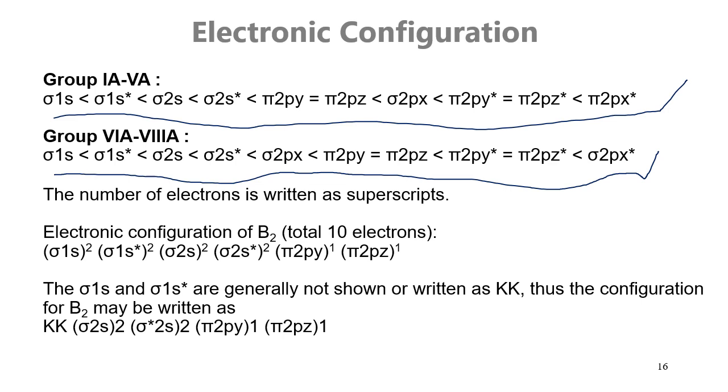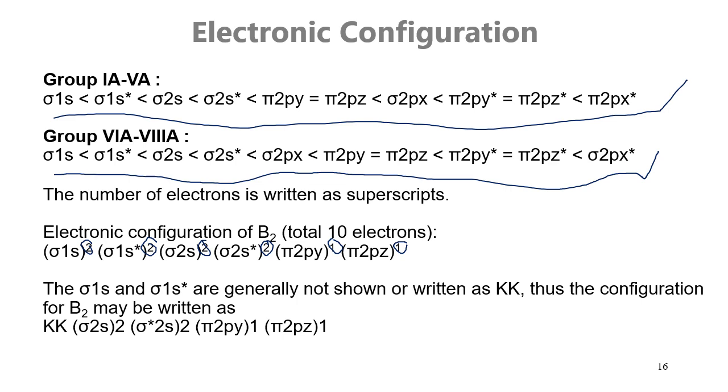For example, we have B2 or boron 2 here. The total electron is 10. So you have to write sigma 1s 2, sigma 1s star 2, sigma 2s 2, sigma 2s star 2. Okay, so the superscripts here are all the number of electrons occupied in that molecular orbital. And then pi 2py 1, there is only one electron, pi 2pz 1. Okay, so altogether 10 electrons.